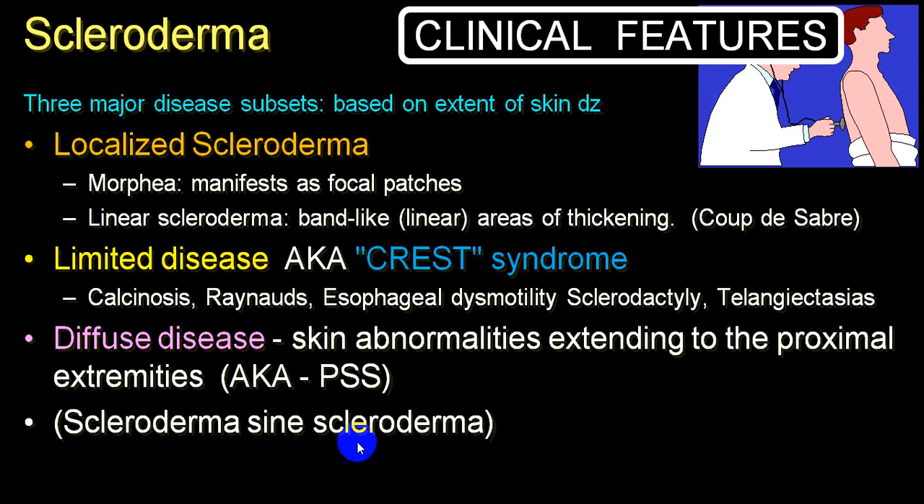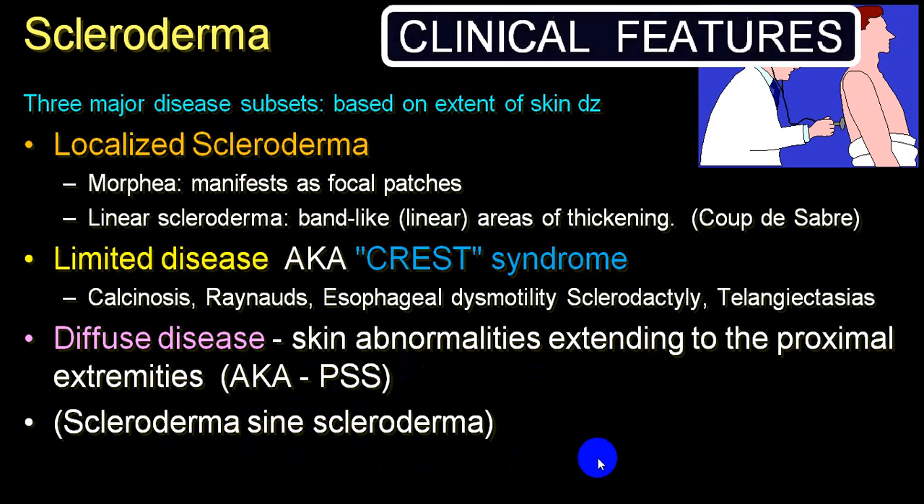scleroderma. So in a localized variety, morphea and linear scleroderma are also called. There is one name given, coup de sabre. In limited disease, CREST syndrome, and in diffuse, it involves skin extending up to proximal extremity. So it is a diffuse variety, also called primary systemic sclerosis. While in scleroderma sine scleroderma, it is multi-organ involvement without skin involvement. So this is very odd, but you do come across that.